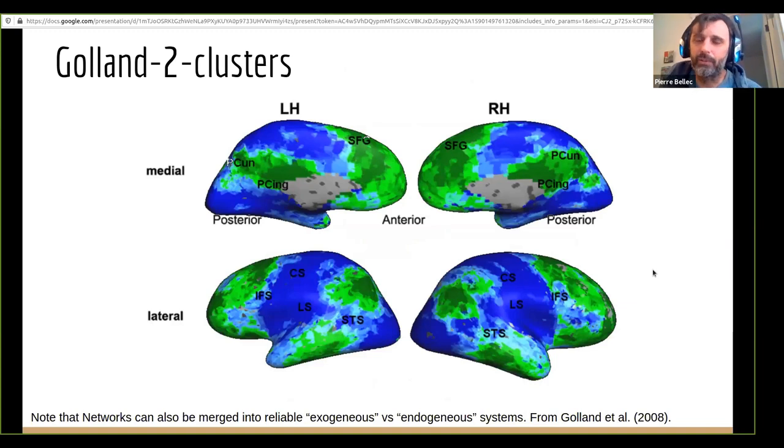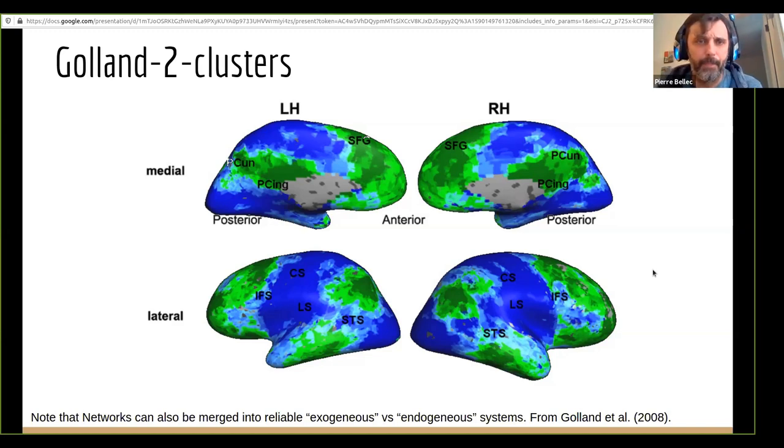Now, I wanted to throw also in a little slide to say you can also merge those networks. And actually, the most stable decomposition of resting state networks is two networks. And it's been reported, as far as I know, for the first time by Polina Golland. She's actually a computer scientist at MIT, and she had this paper on cluster analysis. She actually worked with Yeo. Yeo used a technique developed by her lab.